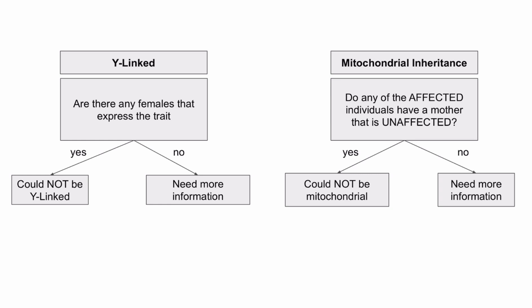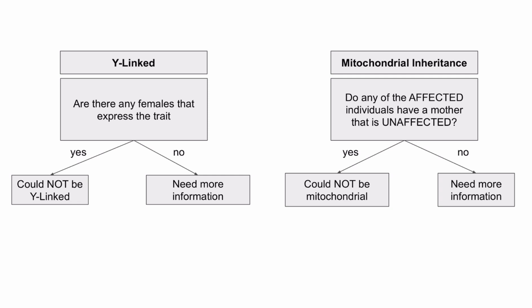For example, if there is a trait that is carried on the Y chromosome, then only males can express that trait. That's because males have an XY chromosome, whereas females have an XX chromosome. So if females don't have a Y chromosome, then it's impossible for them to carry that trait. So if there are any females that express that trait, we know that it's not Y-linked. Now, that's not always the case. If you have a small sample size, for example, and you don't have any females, that doesn't guarantee that it's Y-linked. It just means that it could be, or it could not be. So you need more information.